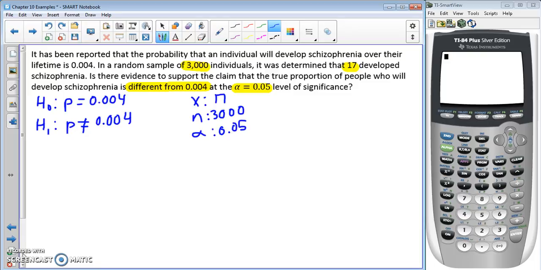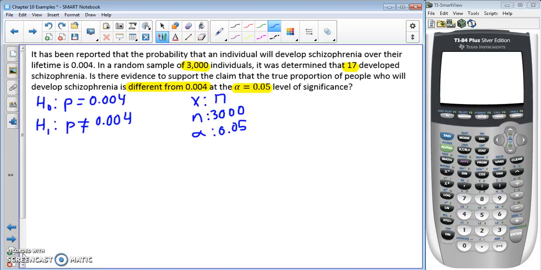The conditions we need to check to test a hypothesis regarding the population proportion is that the sample is obtained by a simple random sample. So we're okay there because it says in a random sample. And we also need to make sure that the sample values are independent of each other. Well, for testing for schizophrenia, those are independent from one another if we're truly talking about a random sample.